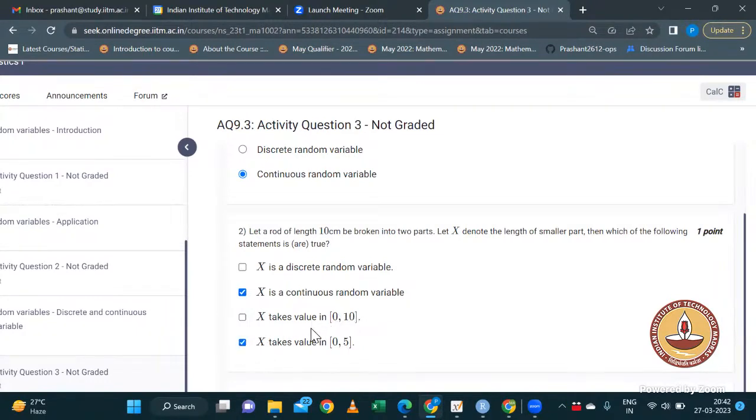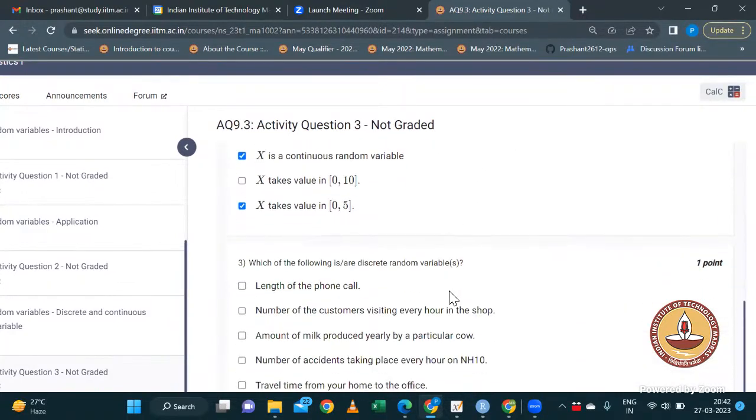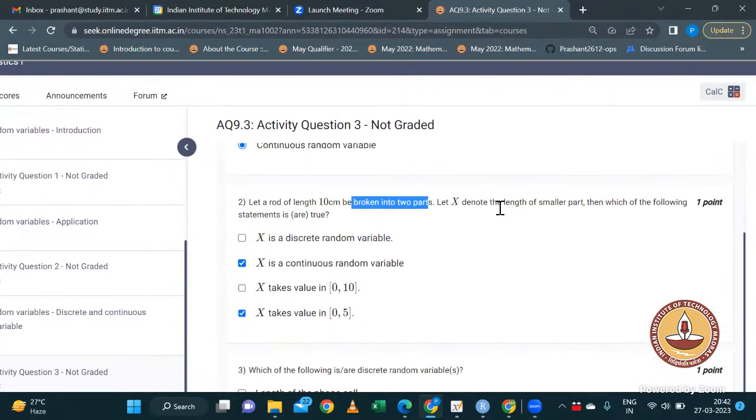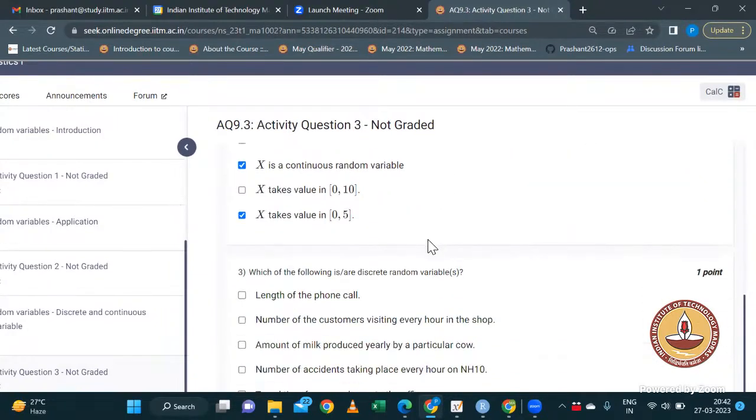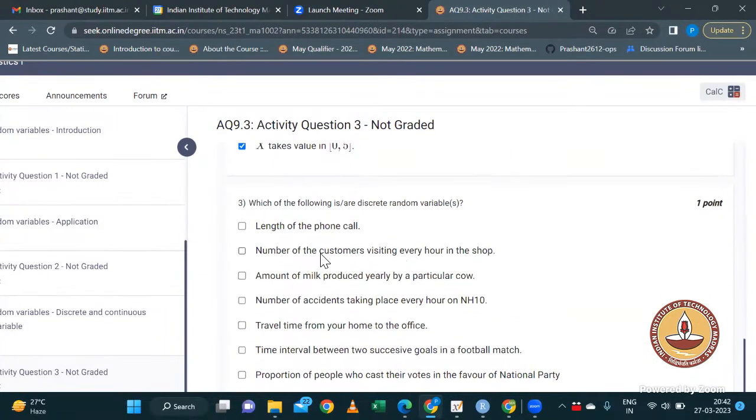0 to 10? How? Because there are smaller parts, and we are splitting into 2 parts also. After that, we have to consider this. Okay, so tell me about this one. What is the length of the phone call?